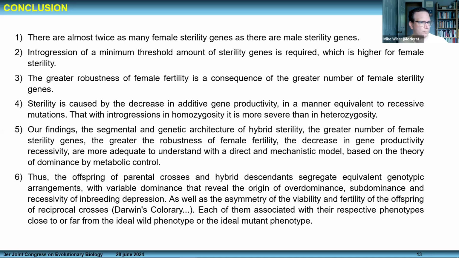Thus, the offspring of parental crosses and hybrid descendants segregate equivalent genotype arrangements with variable dominance that explain the origin of overdominance, subdominance, and recessivity of inbreeding depression, as well as the asymmetry of the viability and fertility of the offspring of reciprocal crosses, Darwin's corollary. Each of them is associated with their respective phenotypes, close to or far from the ideal wild phenotype or the ideal mutant phenotype.